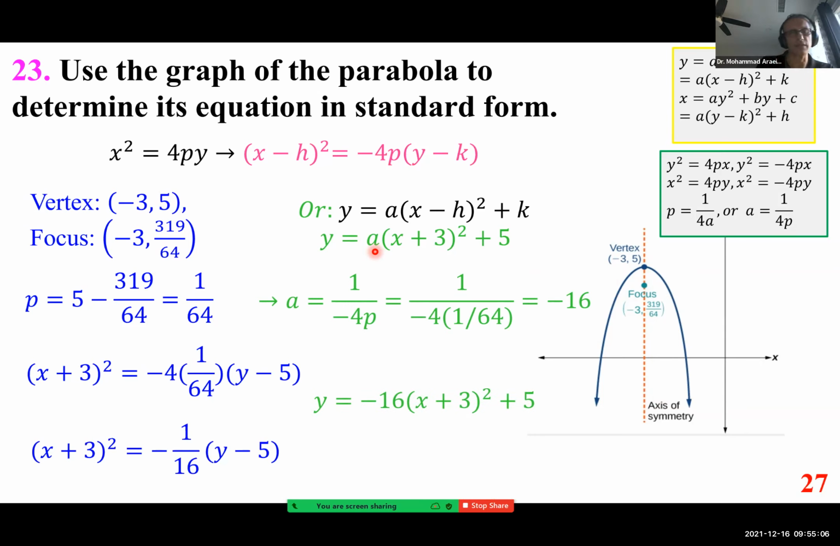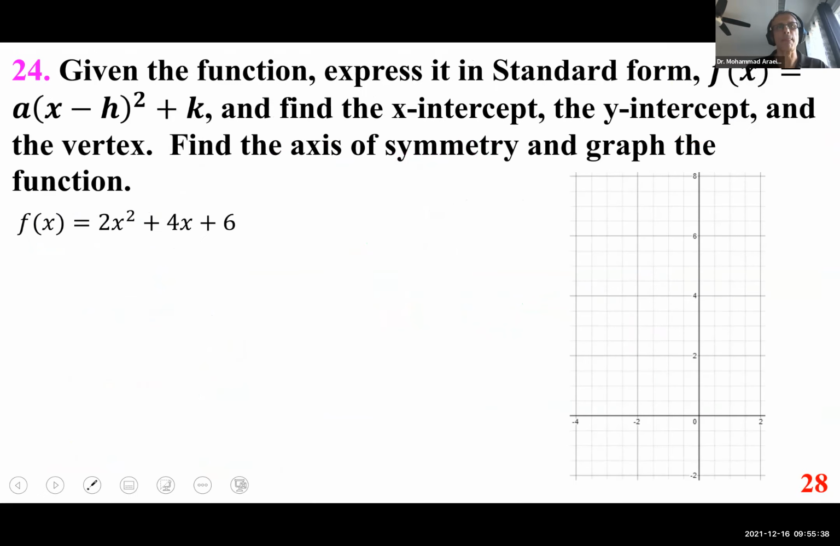And I hope you see that you can go from this format to this format, or from this format to this format. This is the one that we learned in intermediate algebra. If you move the 5, you get y minus 5. And if you move the -16, that means you're going to divide by it, you get -1/16. That's how they do that. So that's as far as finding the equation in standard form is concerned.